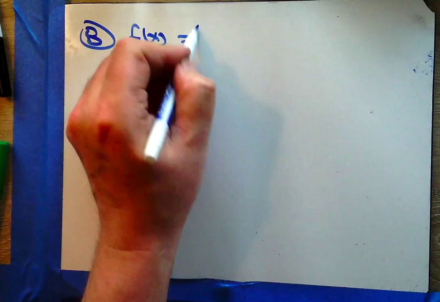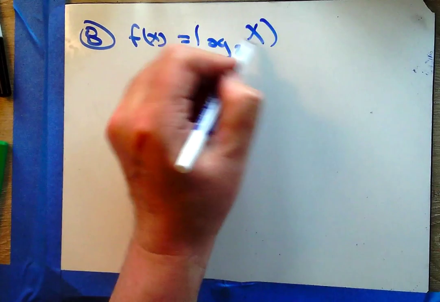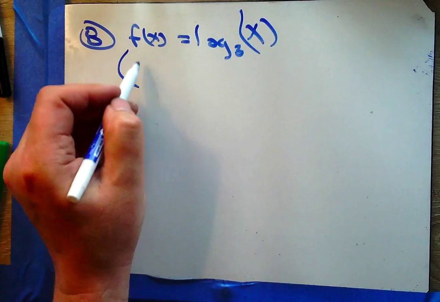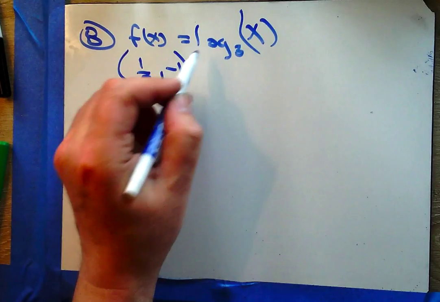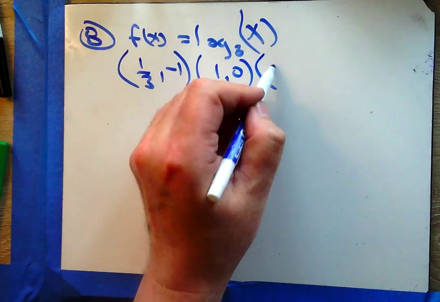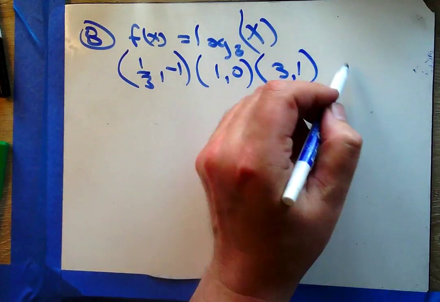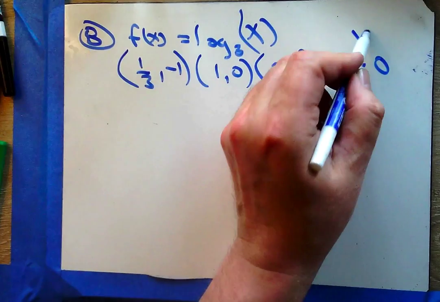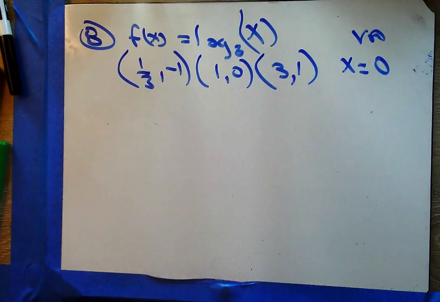Problem 8 says f of x equals log base 3 of x. Well, again, that's a reference graph. My points are 1/b, negative 1; 1, 0; and b, 1. Don't forget we've got x equals 0, a vertical asymptote for all our log graphs.